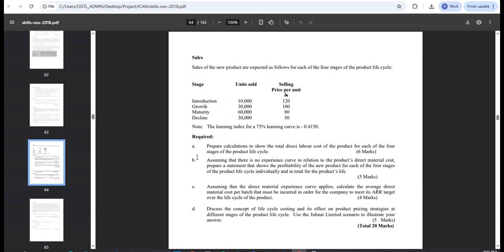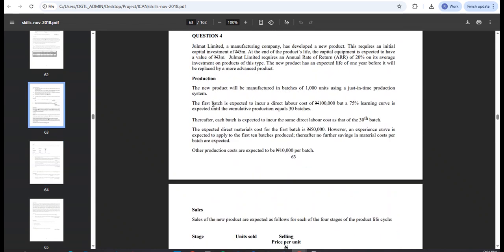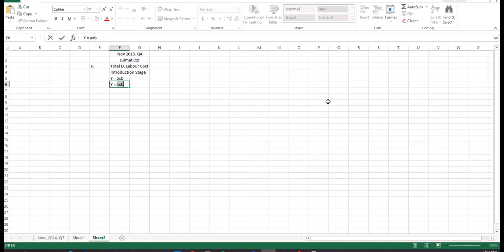A is the cost of the first batch. The first batch is expected to incur a labor cost of 100,000. So the cost of the first batch is what we have to use, which is 100,000. So A is 100,000, right?